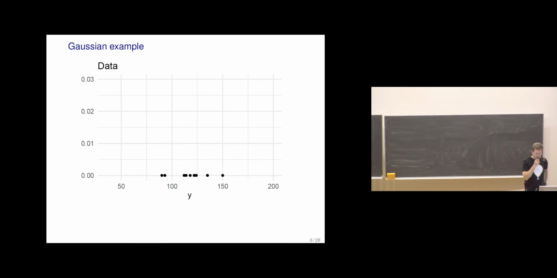Here's a Gaussian example. Data which has also been generated from a Gaussian, and then we fit a Gaussian normal distribution to this.